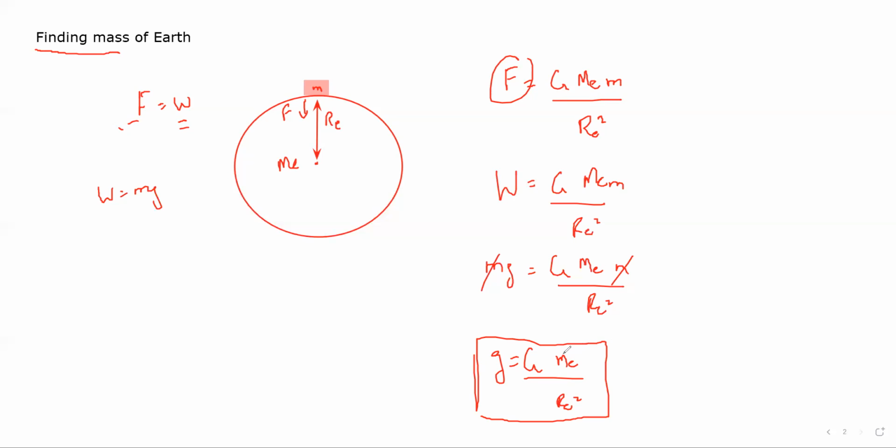So how can we find the mass of the Earth? If I need the mass of Earth, that is our subject. So the mass of the Earth is equal to gravity multiplied by radius of Earth square divided by the gravitational constant. So this is a formula which we will use to find the mass of the Earth. Is it clear?